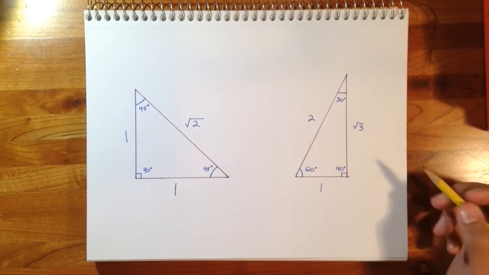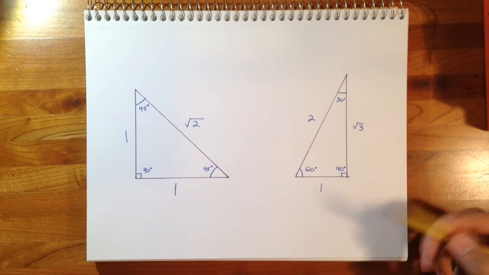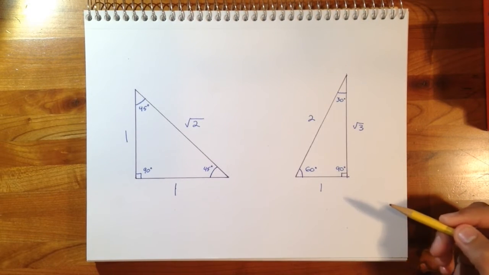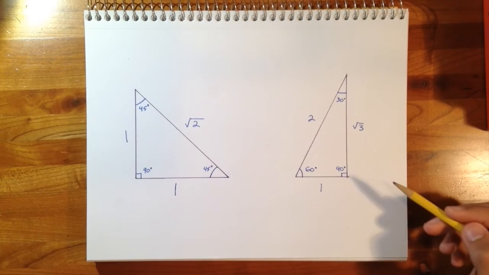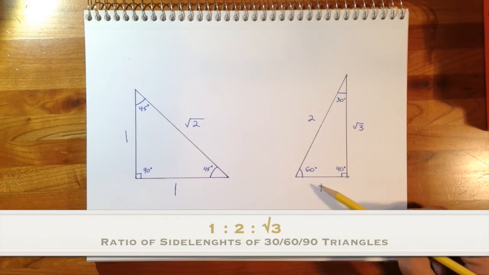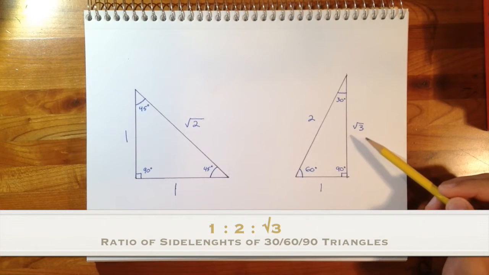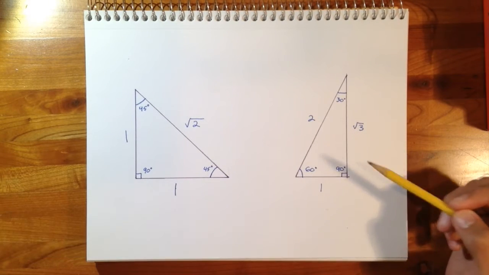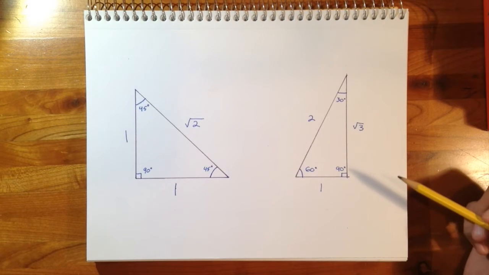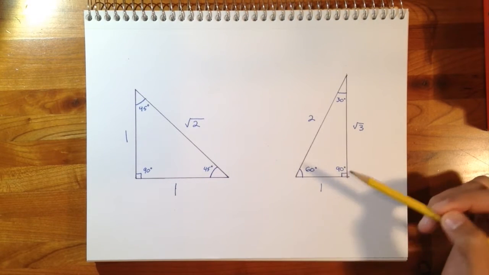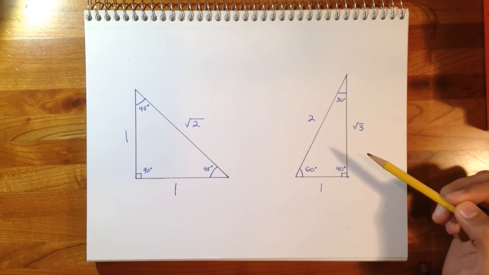This is referred to as the 30-60-90 triangle, of course, because those are the angle measurements. And these are the ratios of their side lengths. So the shorter leg is 1, the hypotenuse is 2, and the longer leg length is the square root of 3. Now, what's going to make this make a lot more sense is if we think about each one of these triangles not as triangles, but halves of regular polygons.